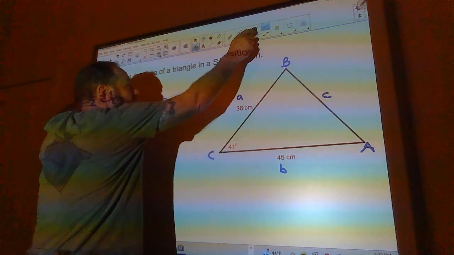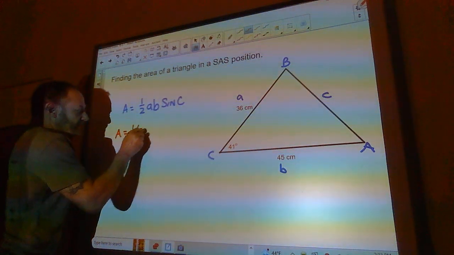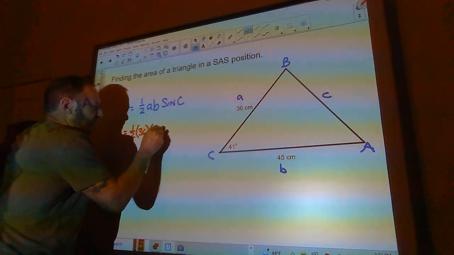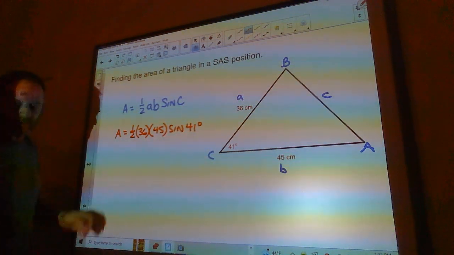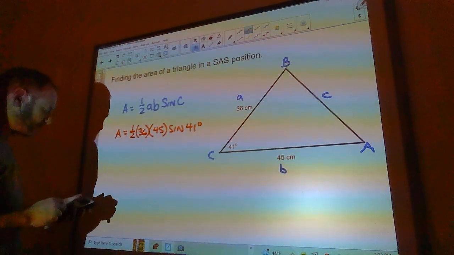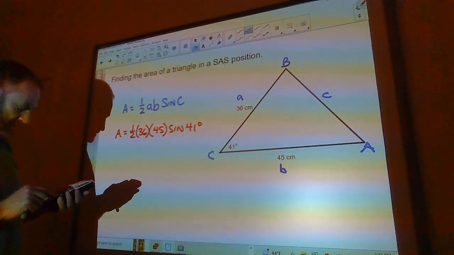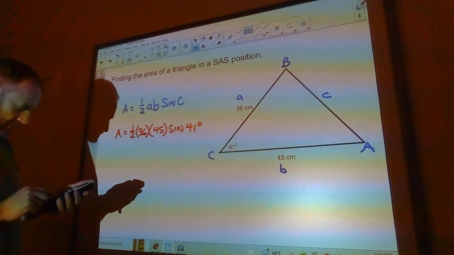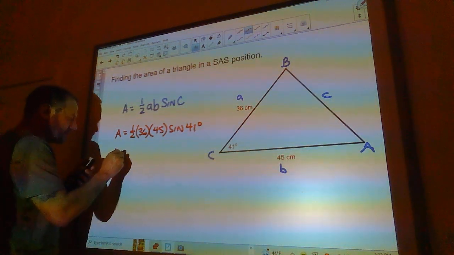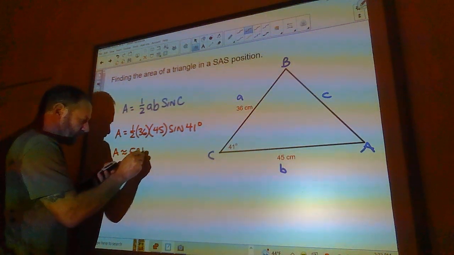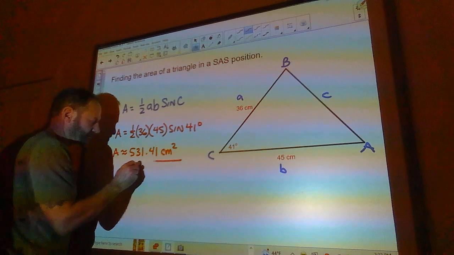So very simply right here, the area is going to be 1/2 of 36 times 45 times the sine of 41 degrees. So very simple to calculate here. That comes out to be 531.41, and that's in square centimeters.